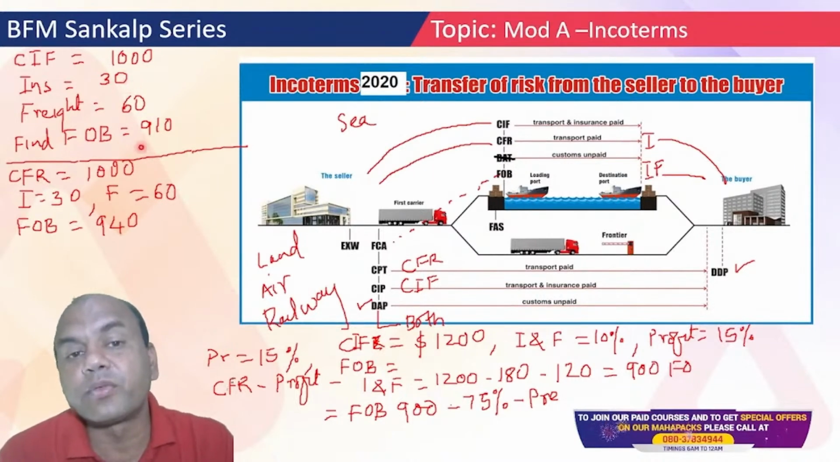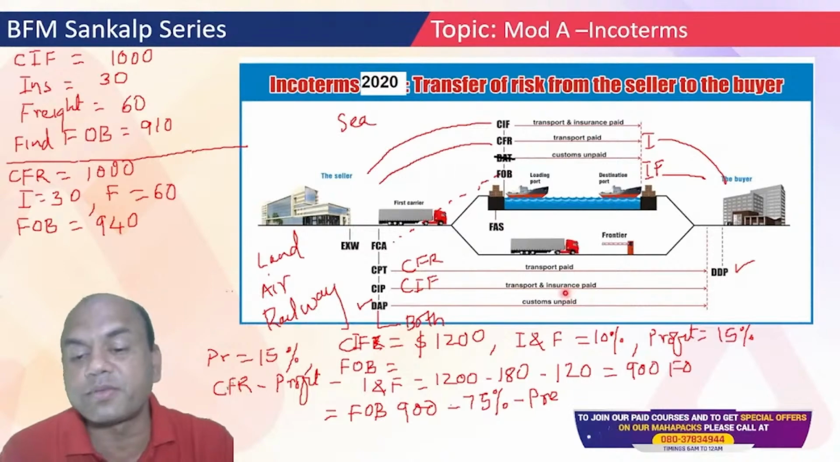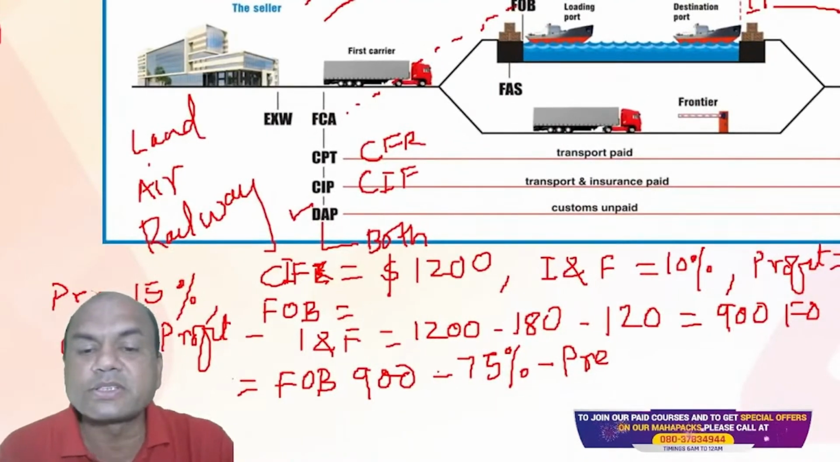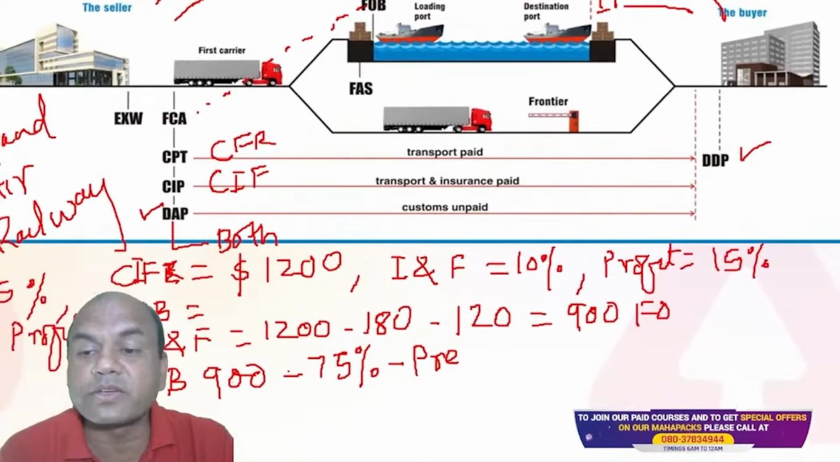But in addition, you have to do this profit percentage also. Now this is a typical numerical which I have solved, just for your reference. CIF is given as 1200. Insurance and freight, combined, is given as 10%. Profit is given as 15%.